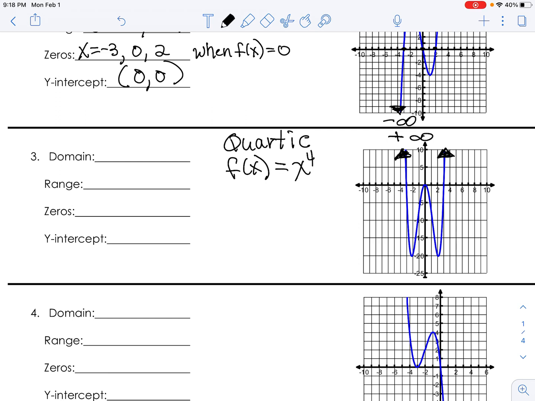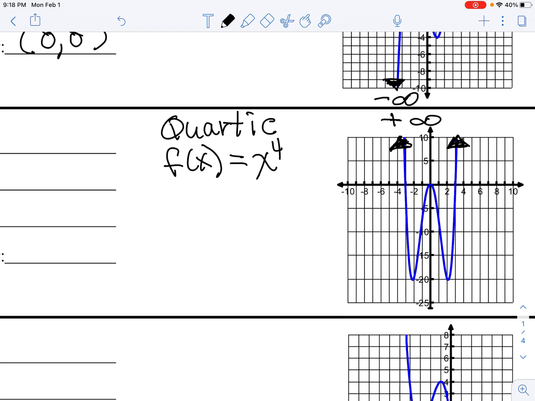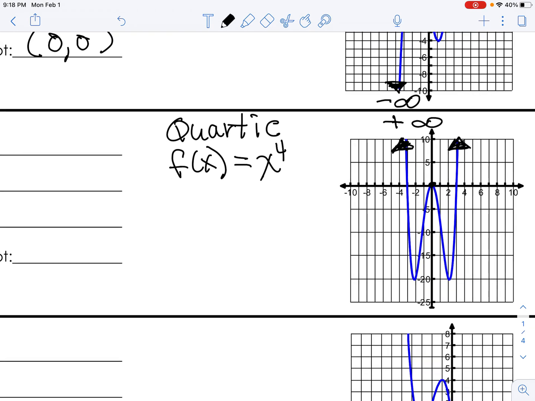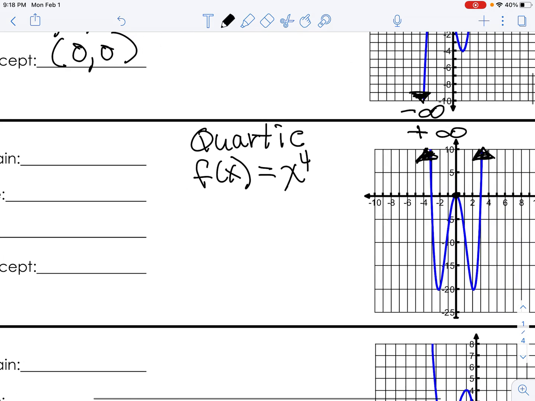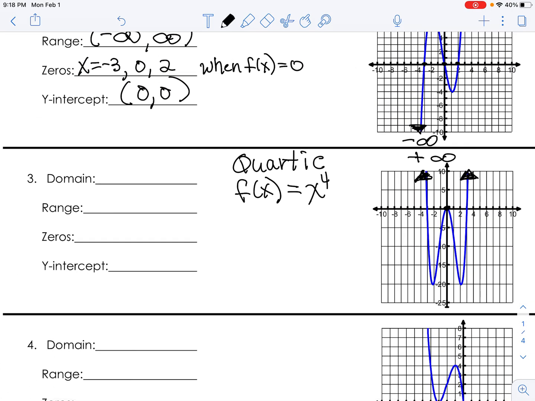This particular function has some characteristics that we're going to talk about in topic 3. One of those is what's happening at this 0 at 0. So let's go ahead and fill in some of the things that we know. First of all, we'll come back and talk about that 0. First of all, we know our domain: negative infinity to positive infinity. So similar to the quadratic, similar to the cubic, the quartic domain is negative infinity to positive infinity.